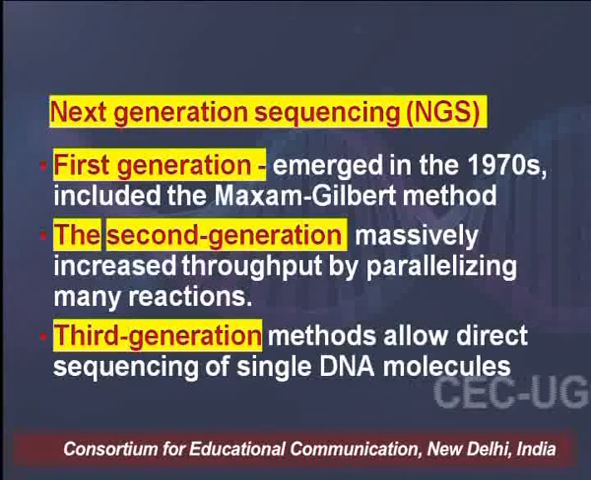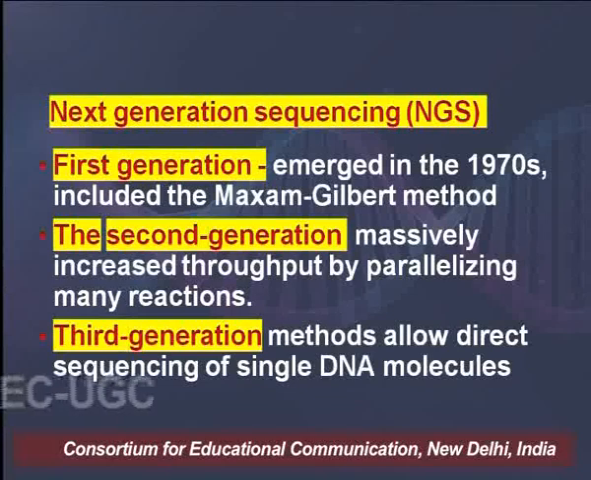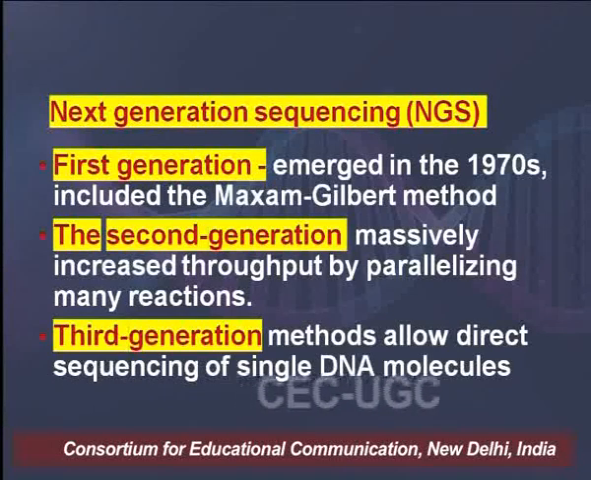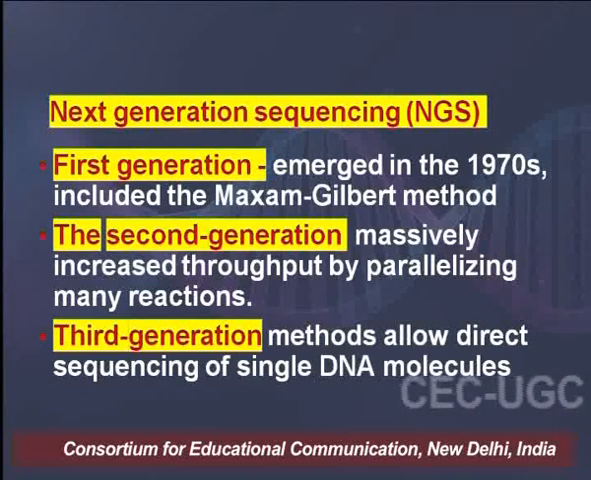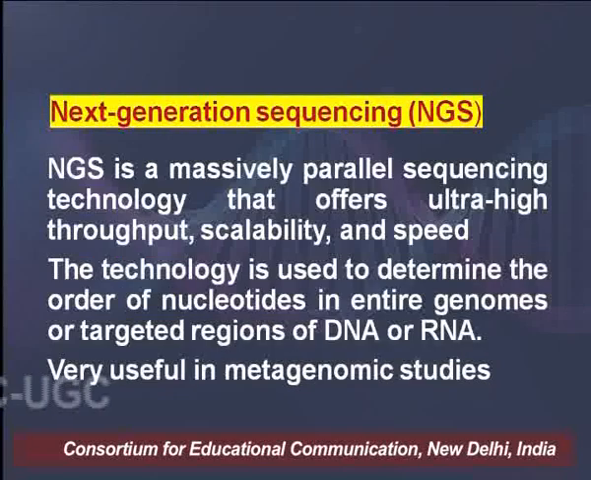So coming to next generation sequencing, why next generation? We had several generations of these sequencing methods. The first generation sequencing was the Maxam-Gilbert method. We had second generation sequencing, which massively increased the throughput by parallelizing many reactions. We had third generation, which allowed direct sequencing, and after these 3 generations we reached next generation sequencing.